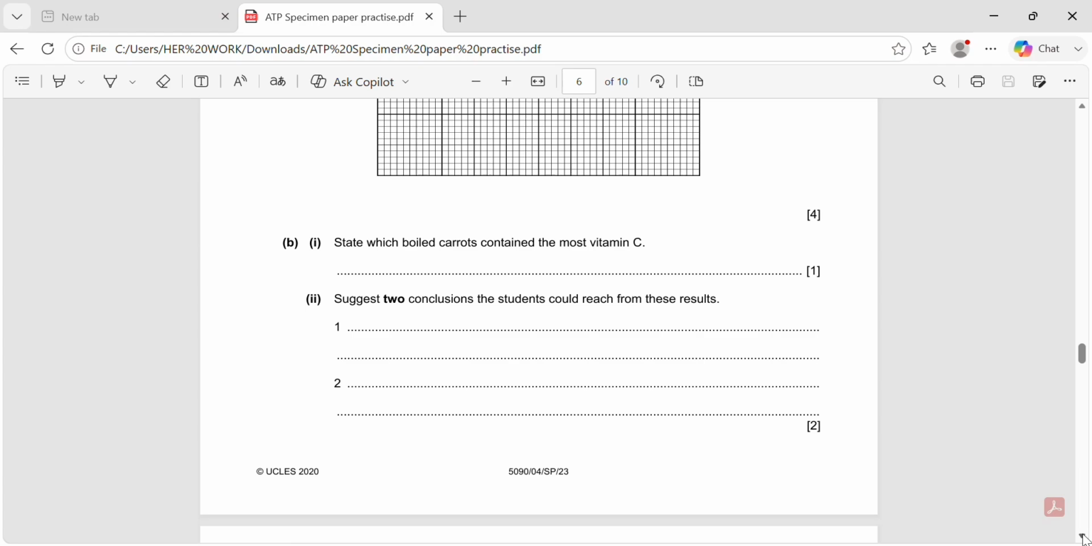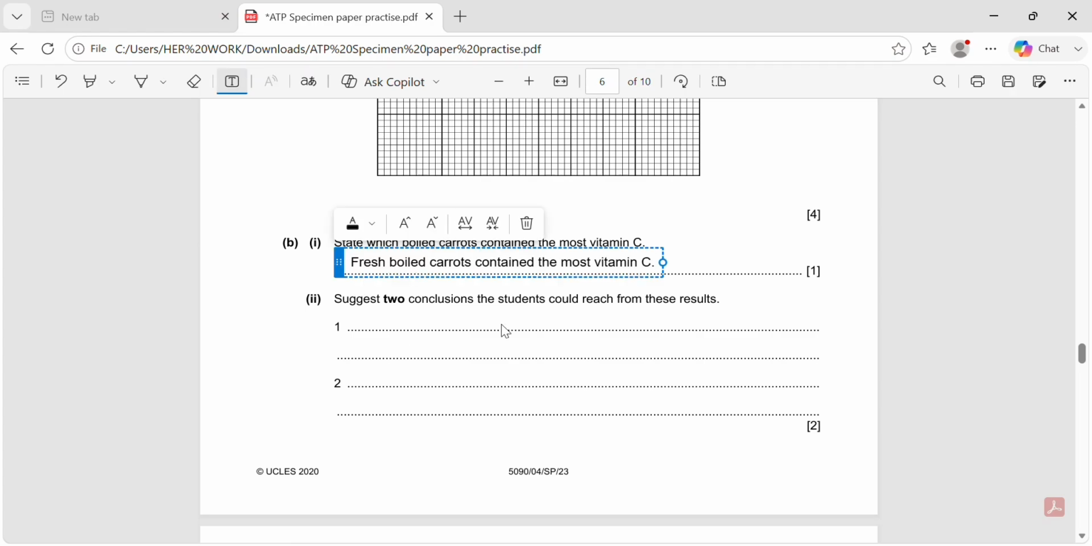For this, simply compare the two boiled carrot values in the table. Fresh boiled carrots contain 3.6 mg per 100 grams, while frozen boiled carrots contain 2.3 mg per 100 grams. Therefore, fresh boiled carrots contain more vitamin C. So the answer we write is, fresh boiled carrots.